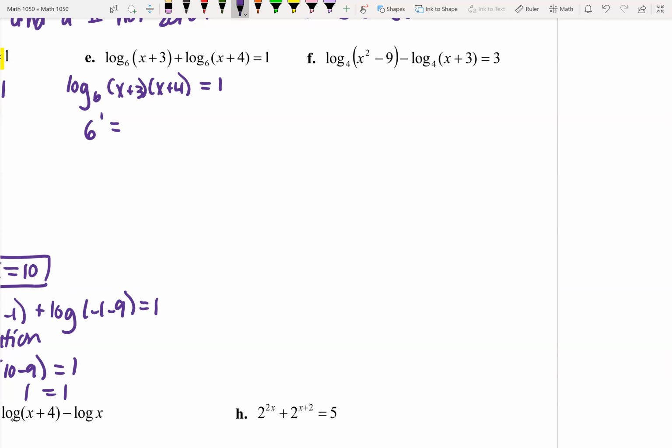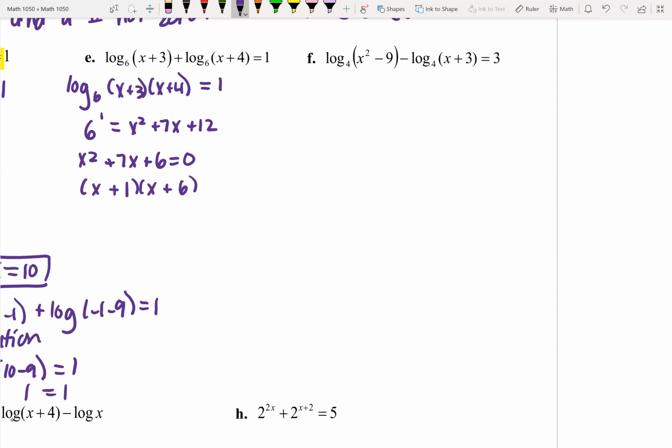I could also FOIL it in my head. Can I FOIL it in my head and not freak anybody out? Is that okay? I'm going to FOIL it. So it's x to the second plus 7x plus 12. Move my 6 over, so I get x to the second plus 7x plus 6 equals 0. Factor, x and x. 6 and 1. Signs are the same, they're both positive.